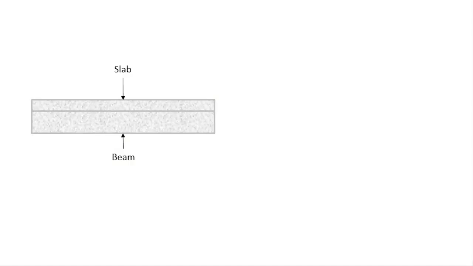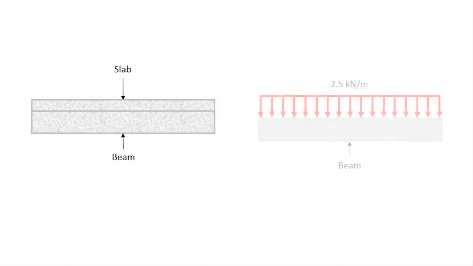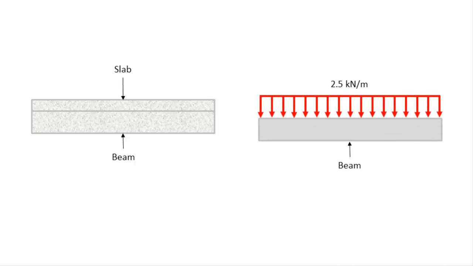Let's take a look at the structure from the side view. Here we have the beam at the bottom and the slab on top. A free body diagram showing the forces acting on the beam would look like this. Here the red arrows represent the downward forces from the slab onto the beam. The arrows are evenly spaced out and have the same lengths, indicating that forces are evenly distributed along the beam with the same magnitude of 2.8 kilonewtons per meter.